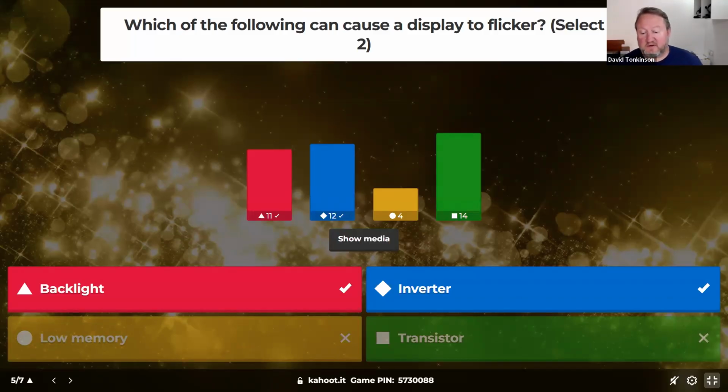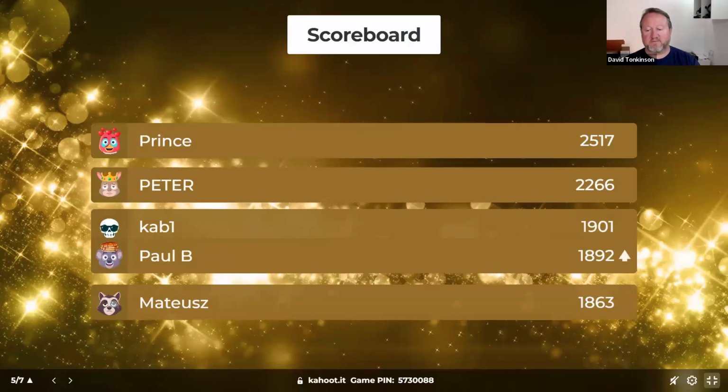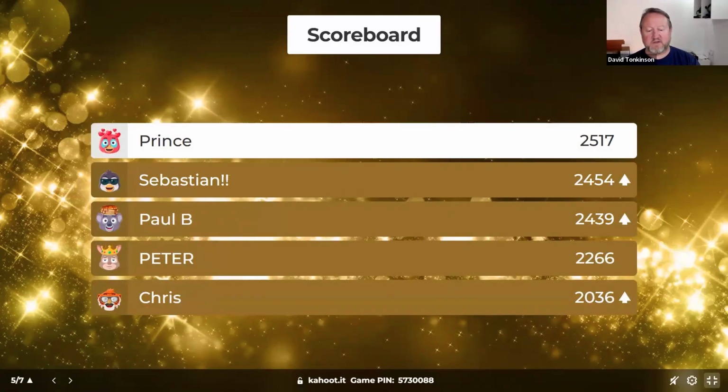Oh, good variety of answers across there. Well done. Normally, it's either going to be a backlight, which is on the screen itself, that causes the issue because it interferes with it, or an inverter problem. Let's see who got those ones right. Oh, Sebastian's shot up there. Paul B coming into it. Chris as well, a highest climber.